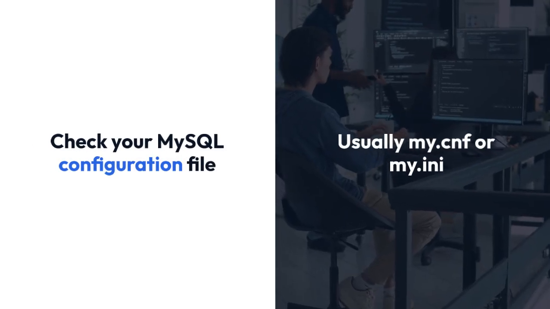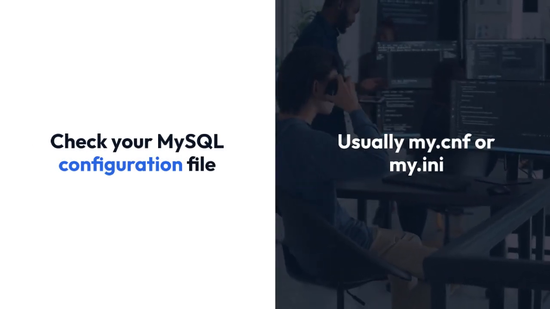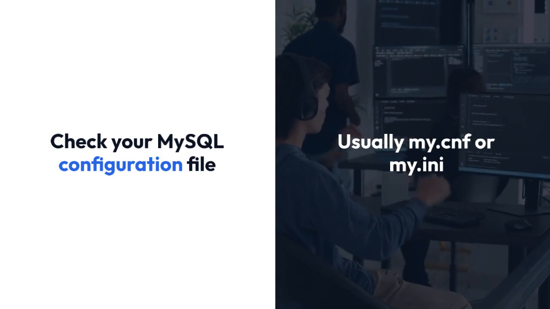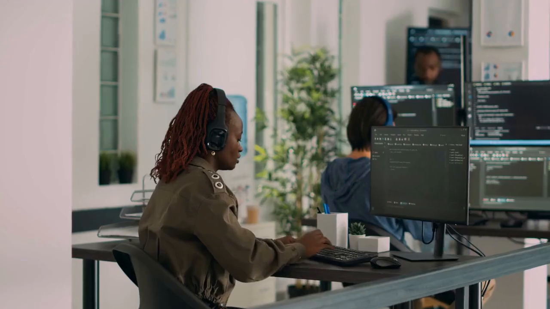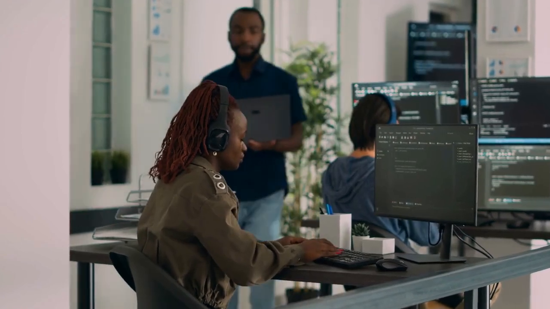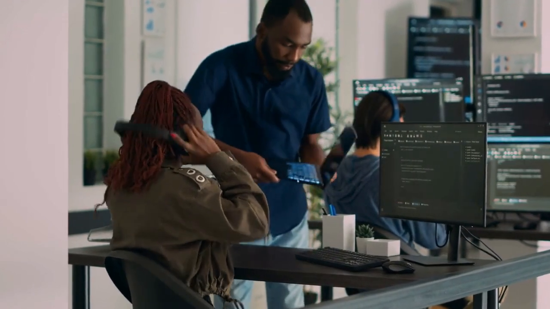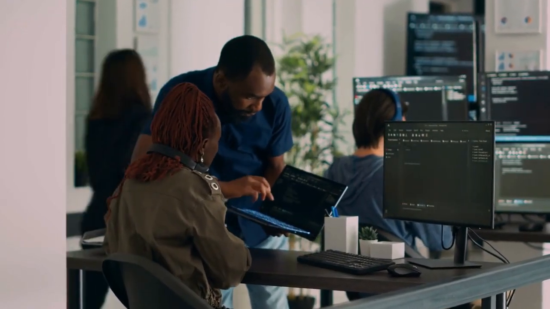Third, check your MySQL configuration file. Usually it's my.cnf, or my.ini. Make sure the bind-address setting allows connections from your application's IP address and the port number is correct. It defaults to 3306. A wrong configuration setting is a frequent cause.